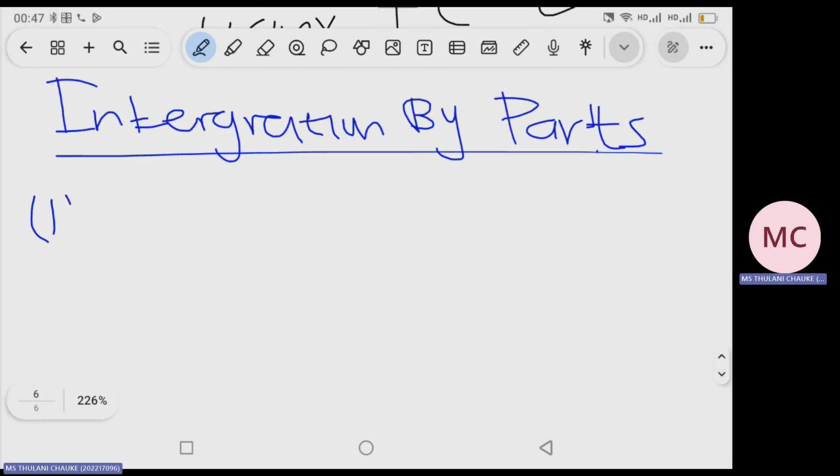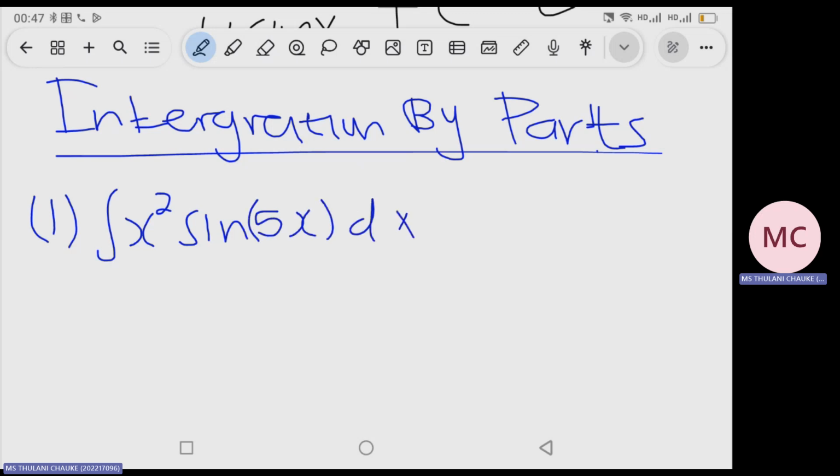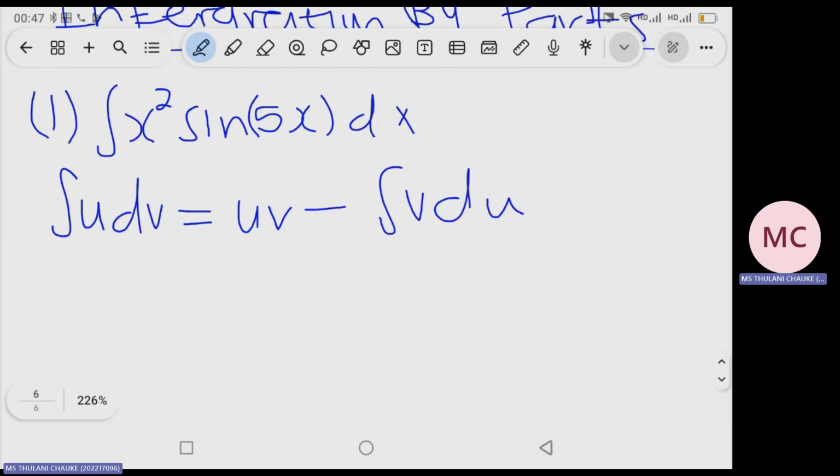Then we're having number 1, the integral of x squared sine of 5x dx. So I said you're gonna use this formula. The integral of u dv will be uv minus the integral of v du. And then what I said is that you're gonna use the abbreviation LIATE.